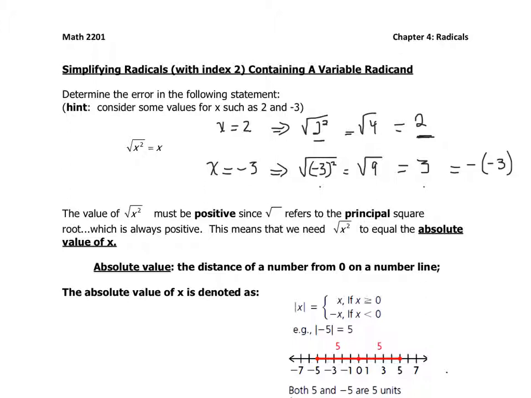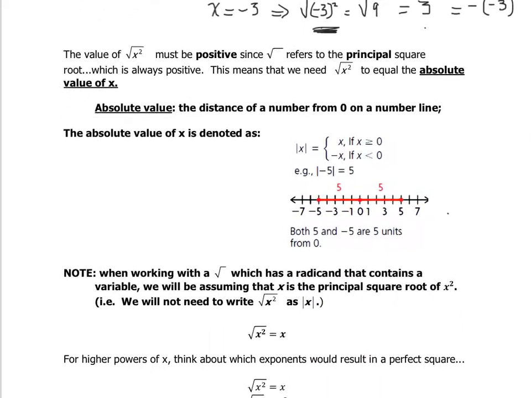If we consider using the square root symbol with x squared, we know that means we have to have the principal square root, which is always positive. So in order to ensure that the square root of x squared is a positive answer, because x could in fact be negative, and we don't want the answer to be negative, we have to take what's called the absolute value of x. The absolute value of x is the distance that a number is from 0 on a number line. So the absolute value of x is exactly the same as x if x is positive, or greater than or equal to 0, and it's the opposite of x if x is less than 0.